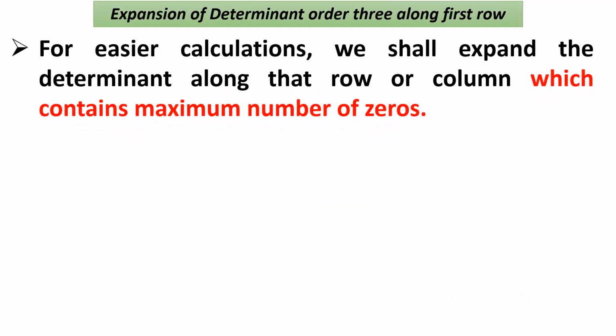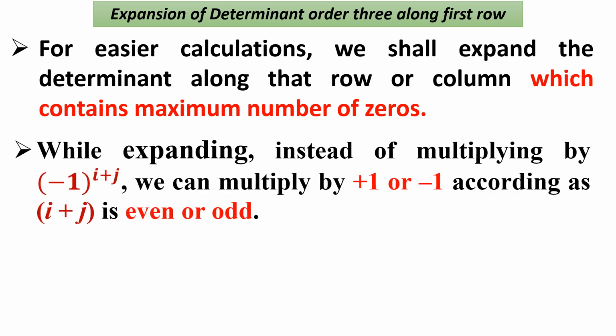For easier calculation, we shall expand the determinant along the row or column which contains the maximum number of zeros. Suppose it is in the first row, we will expand it with respect to the first row. Because normally when we are expanding, we have an element multiplied by something. Therefore, 0 multiplied by something is 0, so it is very easy for us. No need to do the calculation. But we will always select that row or column which contains the maximum number of zeros.